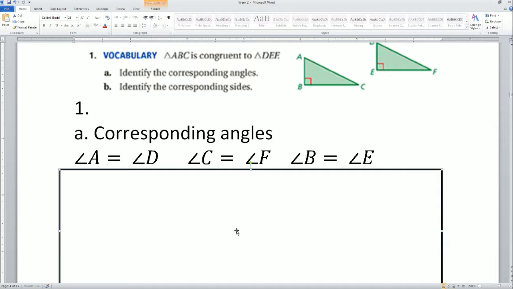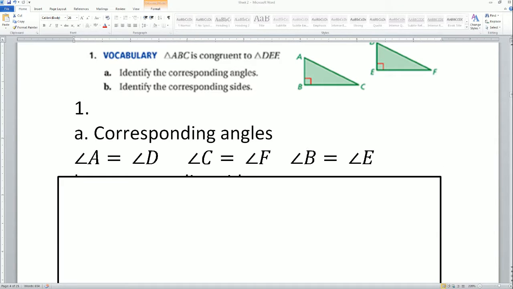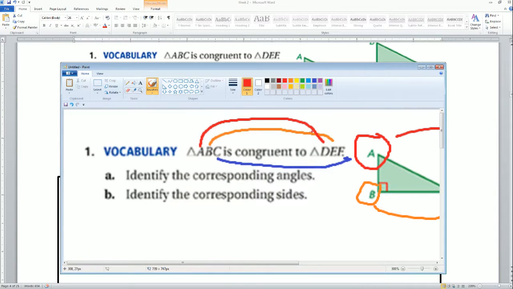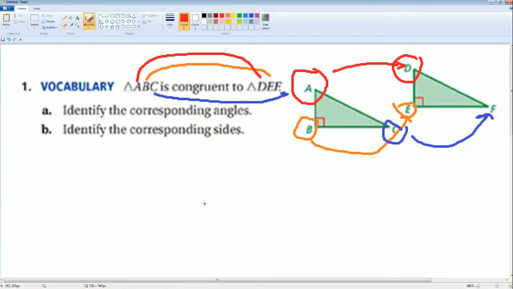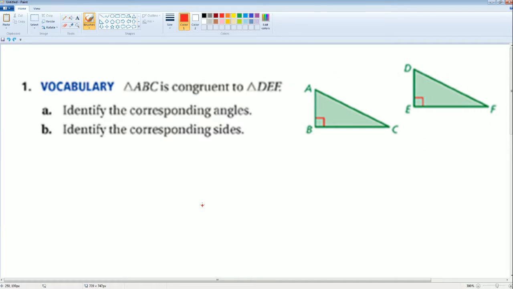There you go, corresponding angles. A is equal to D, C equals F, B equals E. Exactly like the way it was done right here. Good. Next, the line. We're looking for the sides.